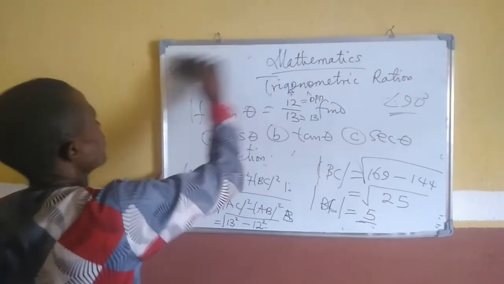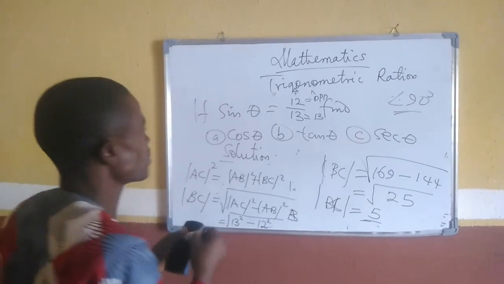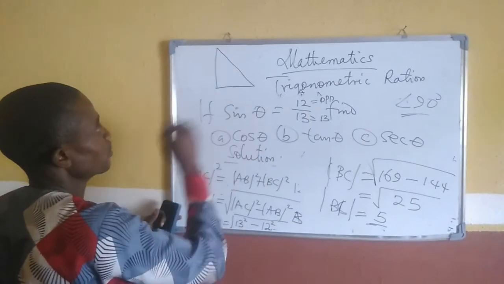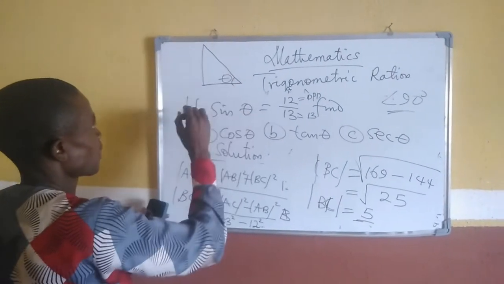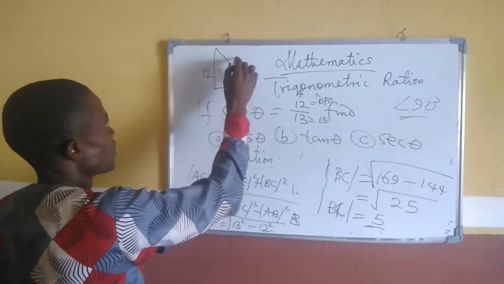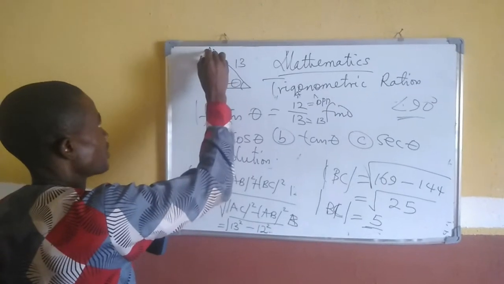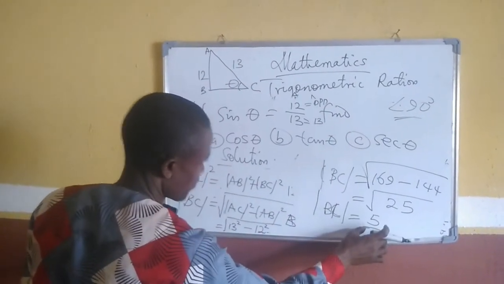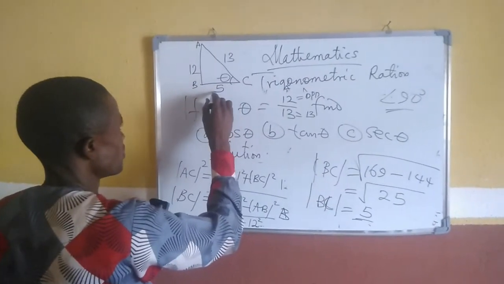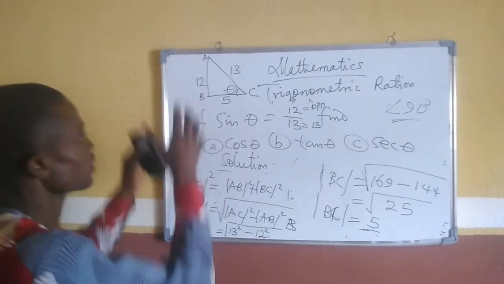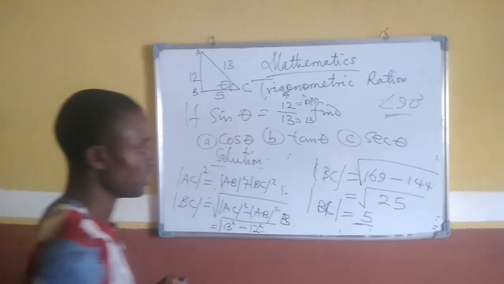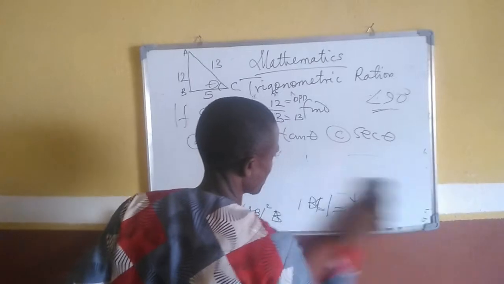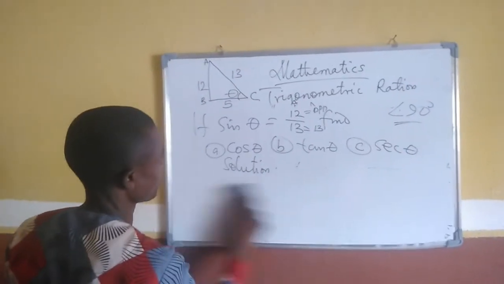Now, if we recall our triangle, don't forget, this is our original triangle. I have here theta. I have here 12. I have here 13. These are A, B, C. What's our BC? 5. Our BC is 5. Now we have gotten all the sides of the triangle. Now let's solve this problem very fast.